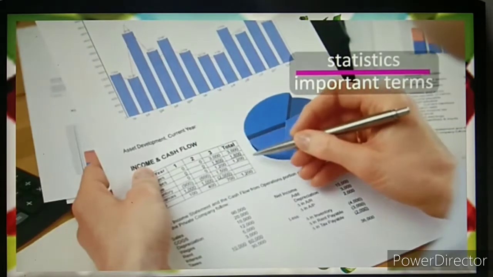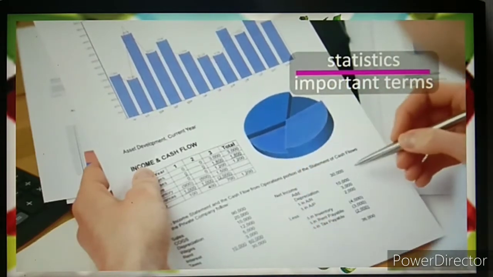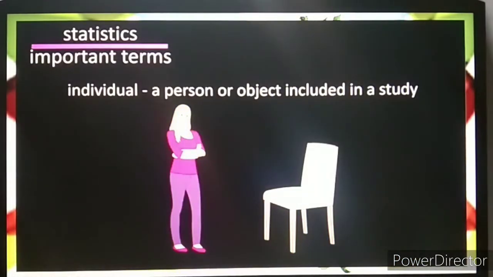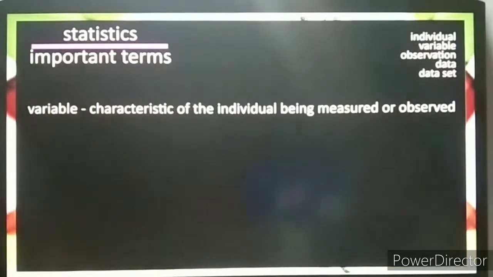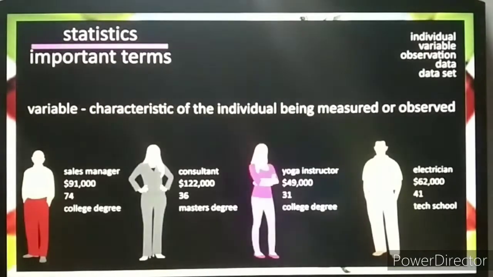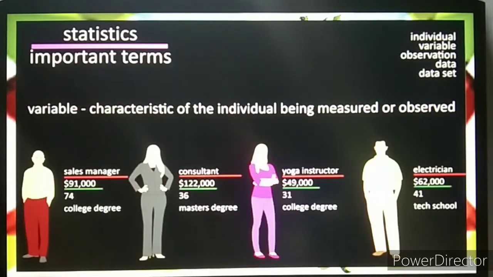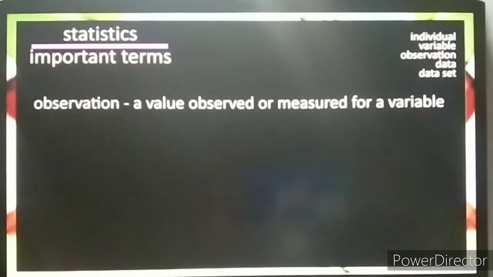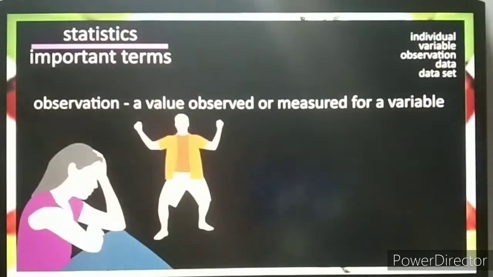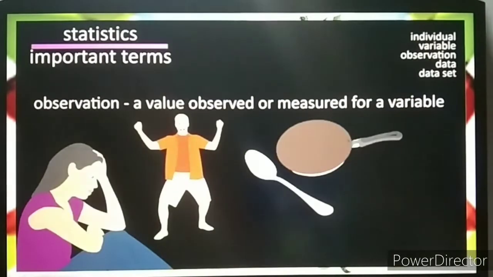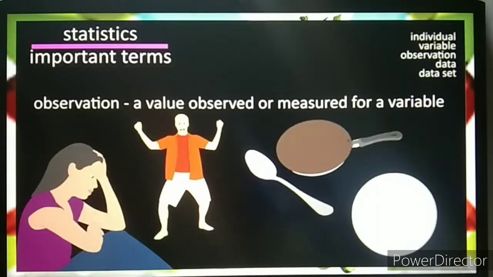In learning about statistics, there are some important terms to have a basic understanding of. An individual, also called an element, is a person or object included in a study. A variable is a characteristic of the individual being measured or observed, which varies from individual to individual. So for instance, this could be occupation, income, age, or education. An observation is a value that is observed for a variable, which is also called a measurement. And a person can actually be an observation, as can a certain product or even a set period in time.